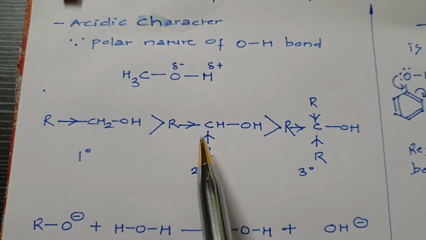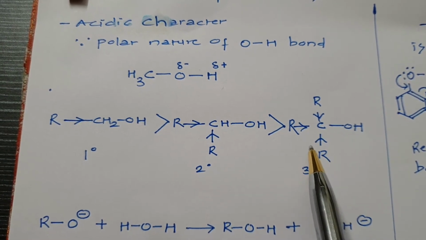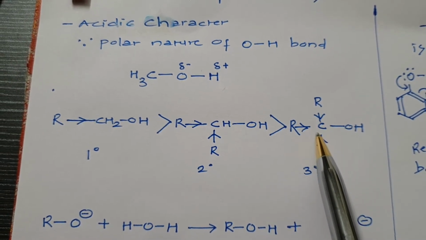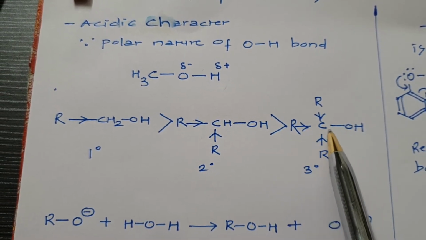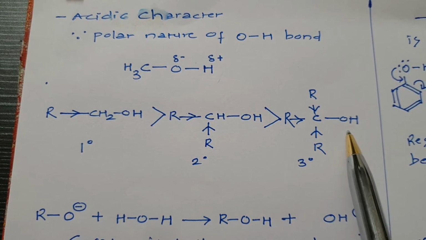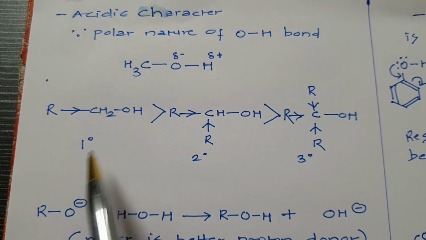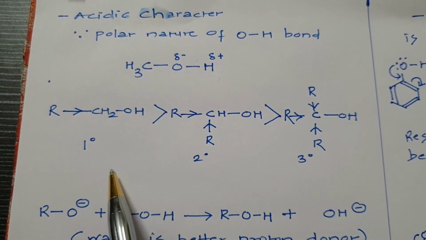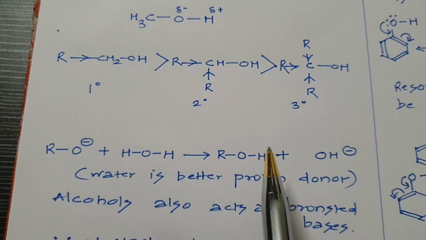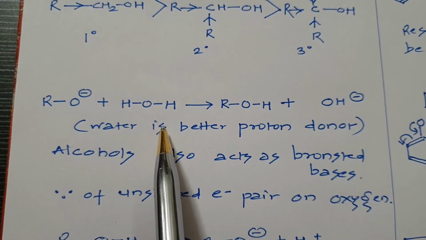So, as the number of alkyl groups goes on increasing, the electron donating nature increases, and because of this, the concentration of negative charge takes place on the carbon, polarity is decreased and hence the acidic character also decreases. So, as we move from primary to tertiary alcohol, the acidic nature of alcohol is found to decrease.